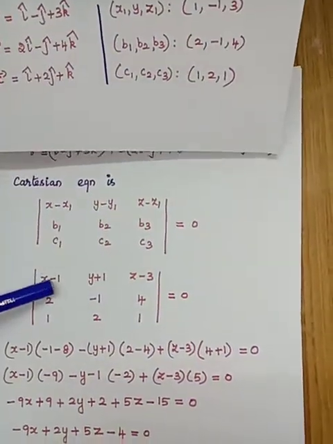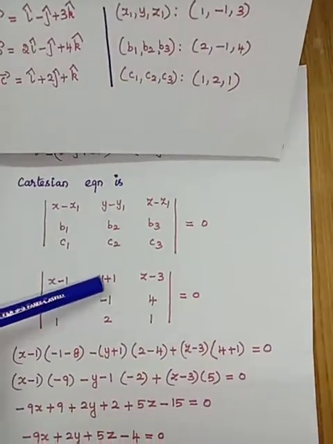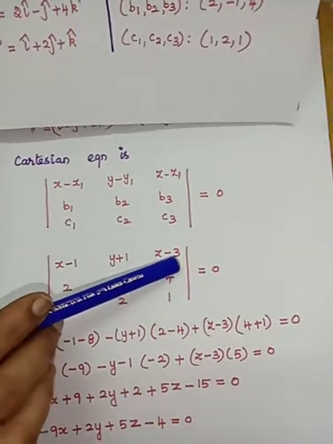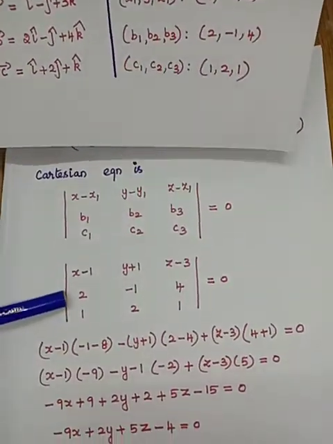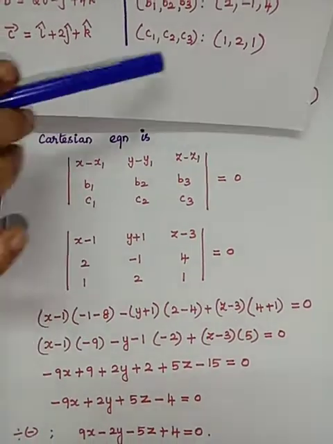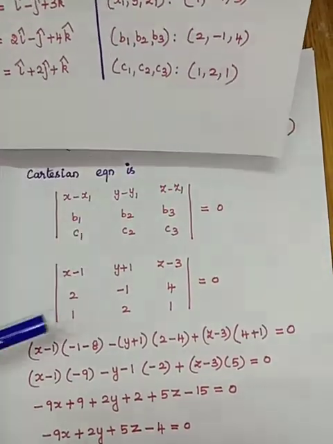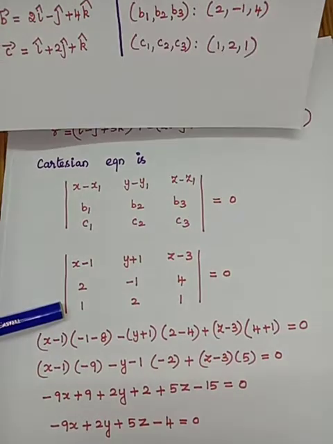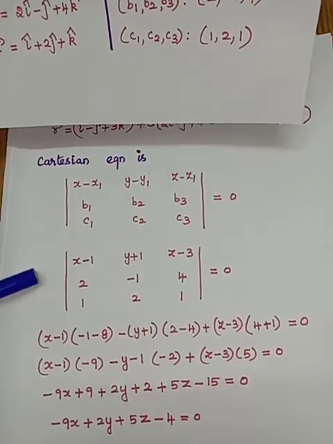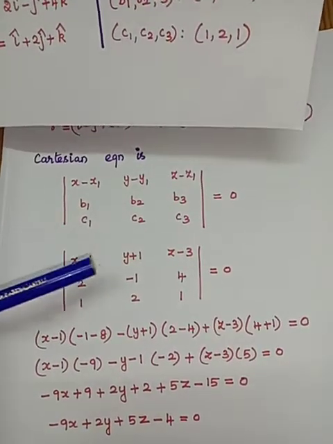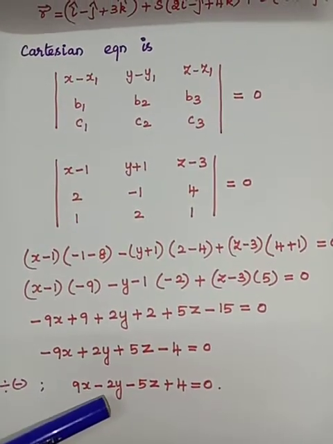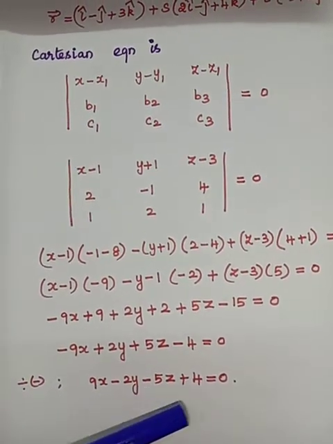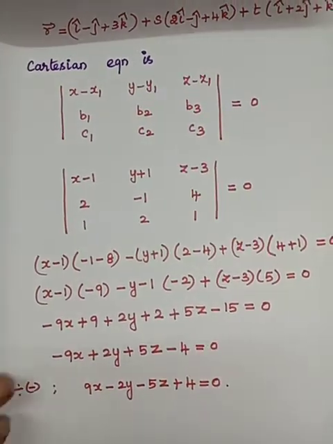So x minus 1, y plus 1, z minus 3. What is b1, b2, b3? 2, minus 1, 4. That is written in the second row. c1, c2, c3, that is 1, 2, 1, is written in the third row. So if you expand using R1, we'll get the answer. What is the answer? 9x minus 2y minus 5z plus 4 is equal to 0.